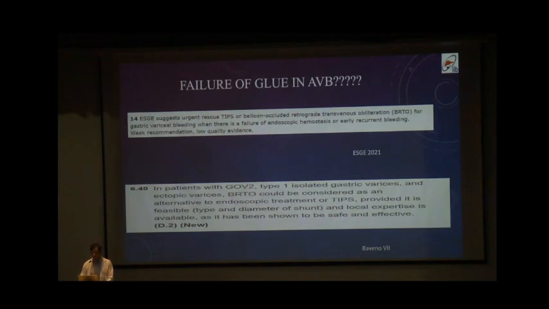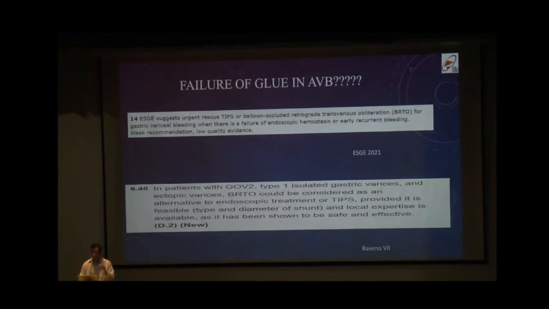So the ESGE recommends that there can be a rescue TIPS or a BRTO for gastric variceal bleed where there is failure of endoscopic hemostasis. It is still a weak recommendation. The Baveno 7 has also classified that in patients with GOV2 as well as type 1 gastric varices, BRTO could be considered as an alternative to this treatment, provided that there is a shunt and the diameter of the shunt is significant, as well as local expertise.